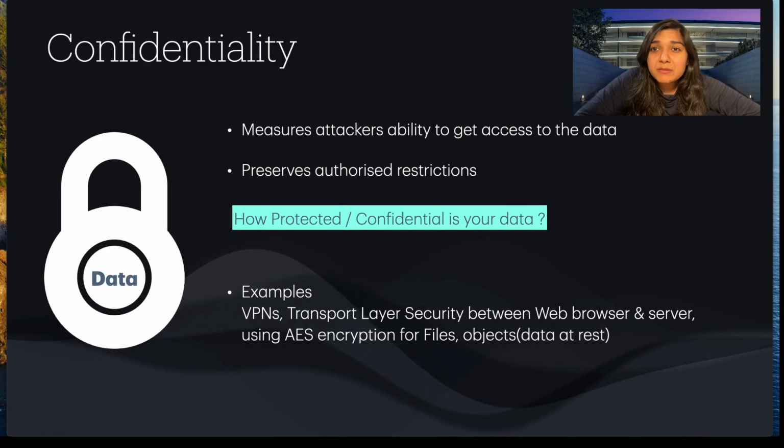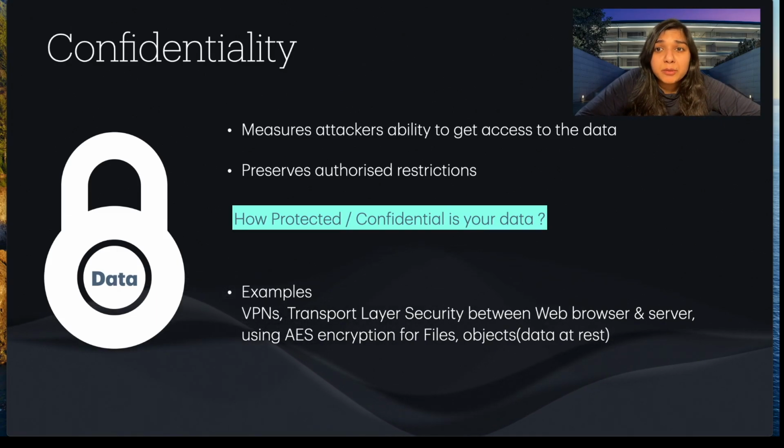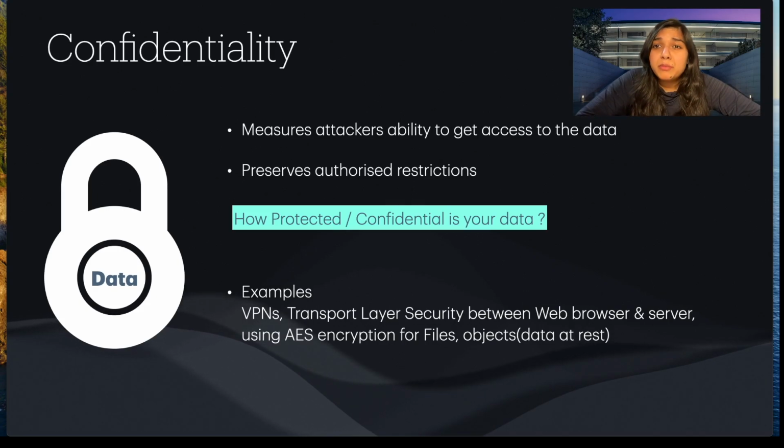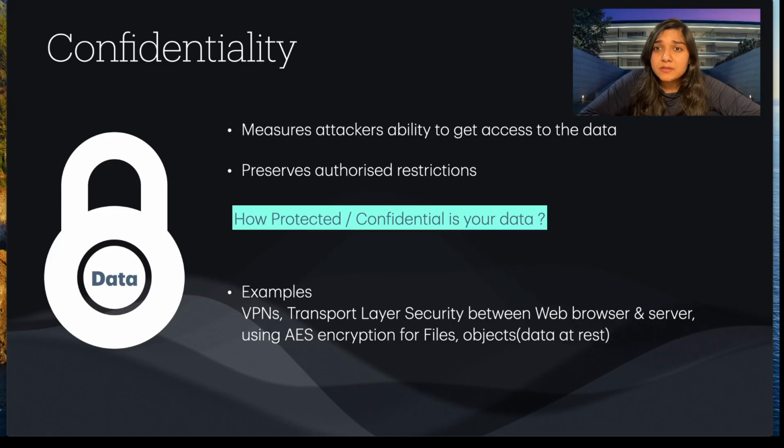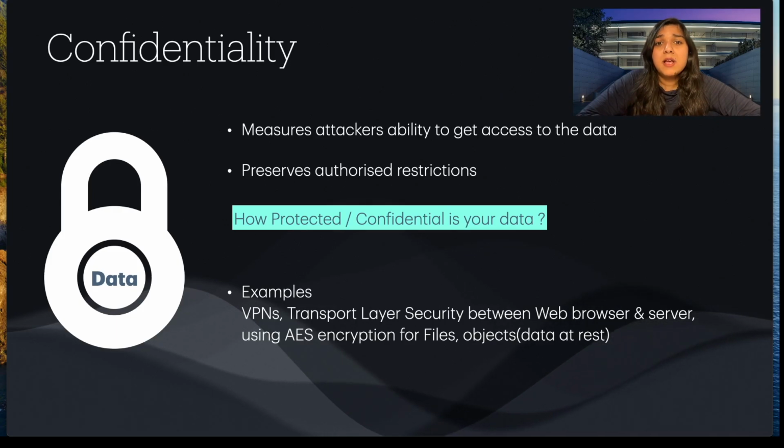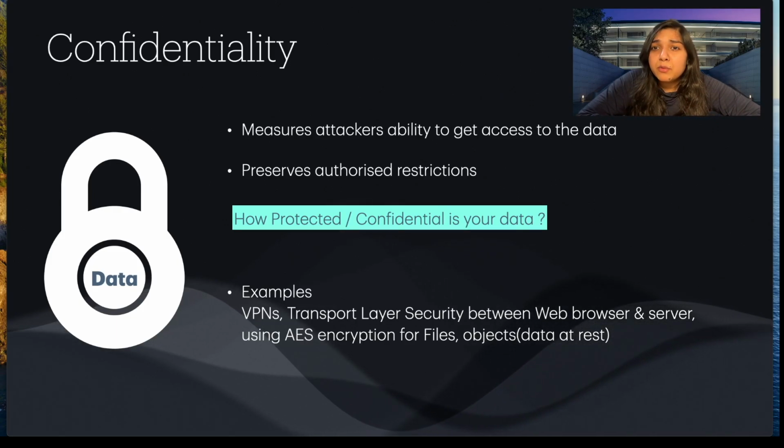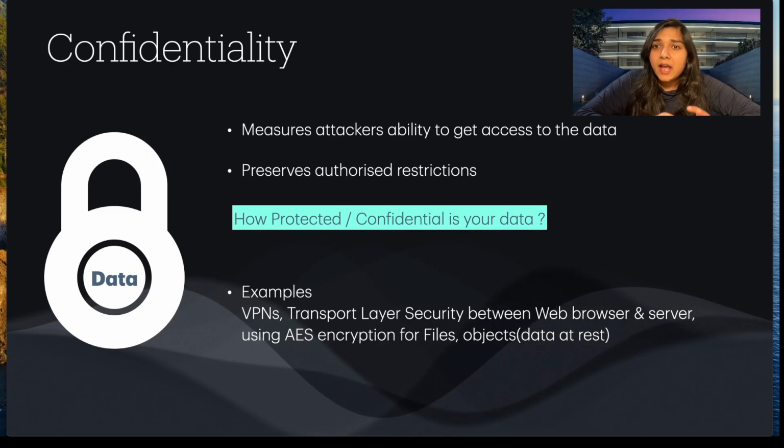The very first principle of the CIA Triad is confidentiality. With this principle, we want to make sure that attackers are not able to gain access to sensitive information and only authorized individuals are able to do that. We want to make sure that the data across the internet is protected, it's confidential. So it actually measures the attacker's ability to get access to the data. It also preserves your authorized restrictions because we only want the authorized individuals to gain access to the data. Therefore, the main crux is that we want the data to remain protected and confidential.